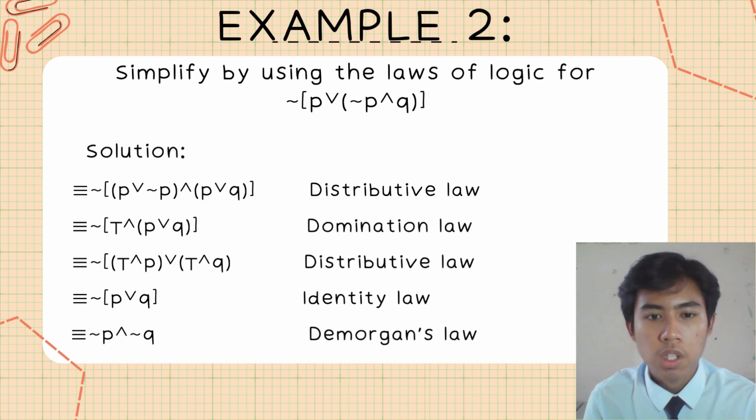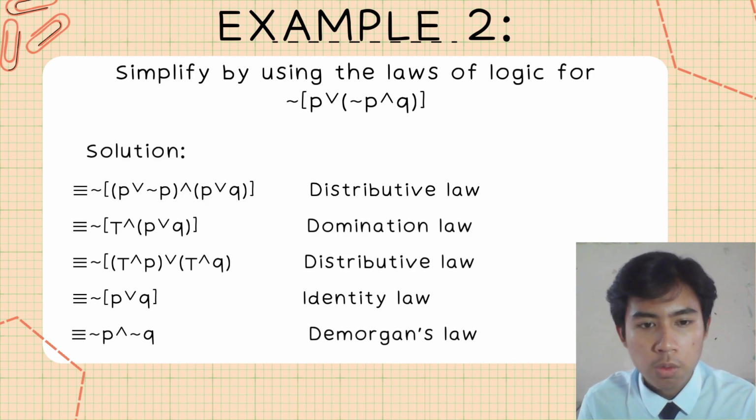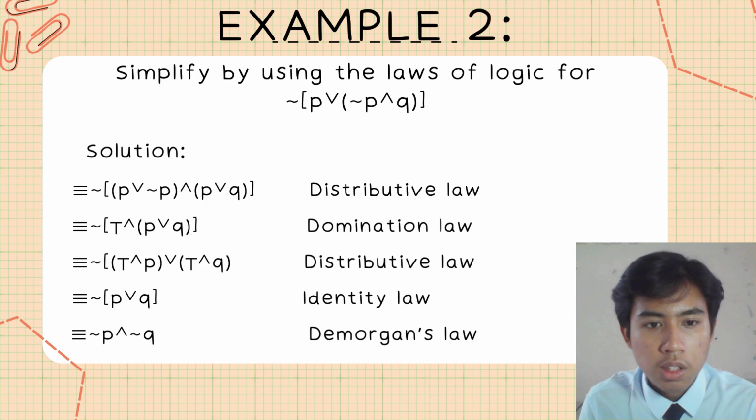And the third step, we will use distributive law, because we can distribute T, tautology, inside P or Q bracket. Then we will use identity law for the fourth step, which is negation P or Q. The last step is De Morgan's law. We multiply negation inside the bracket, and we get negation P and negation Q.